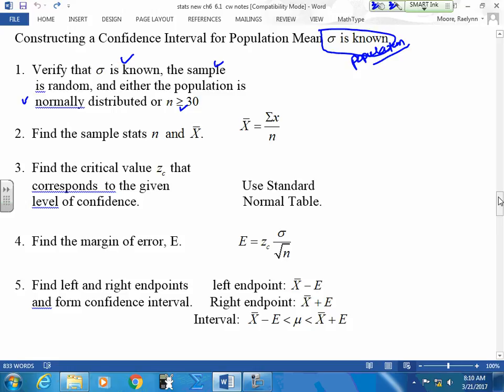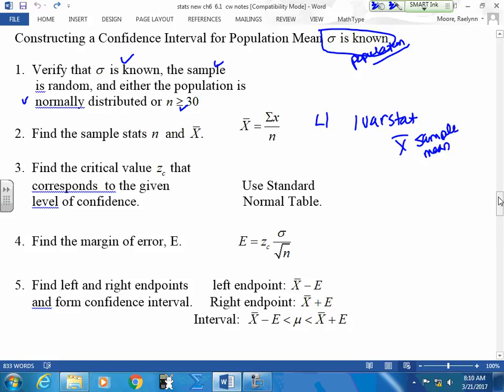Next thing we do is we find our sample mean. And we said our sample mean is the average. You add them all up, divide by how many there are. Easier for us, we put it in L1. We do a one-var stat. There's no frequency, and x bar is our sample mean. Find your note page. Add some notes to that.